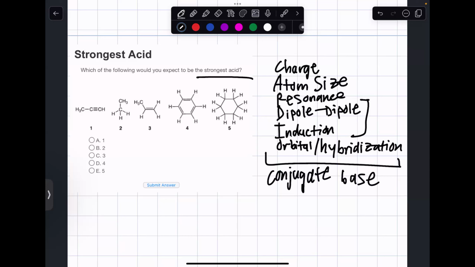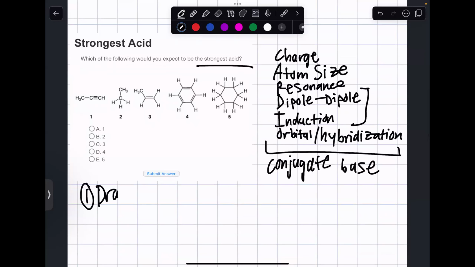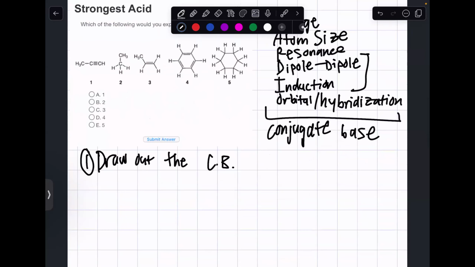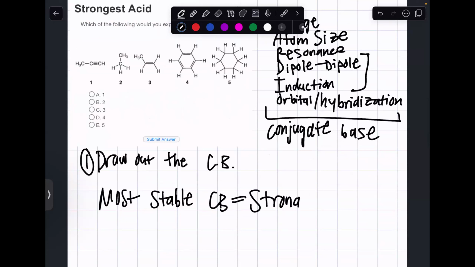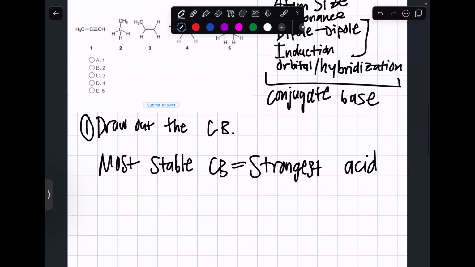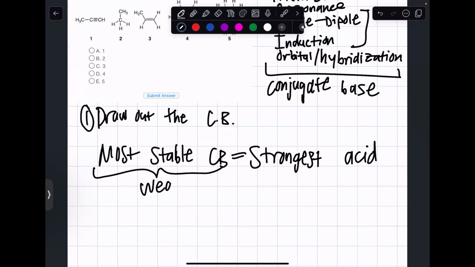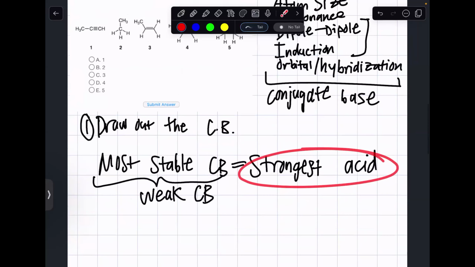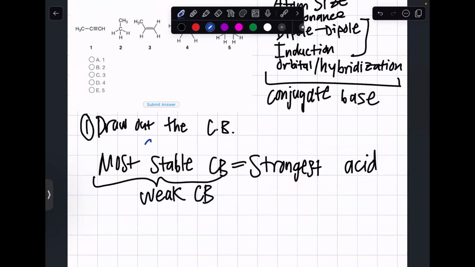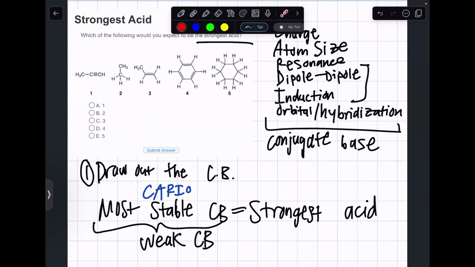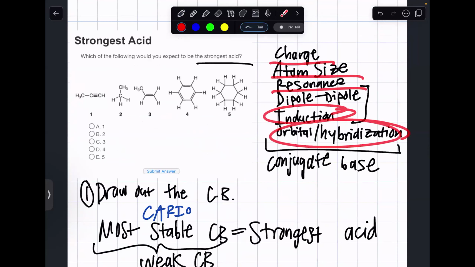Because whenever you rank the strongest acid, the very first thing you do is draw out the conjugate base. And then the most stable conjugate base will come from the strongest acid. Because remember back in Gen Chem, a strong acid gives a weak conjugate base. A stable conjugate base is a weak conjugate base, because since it's already stable, it's not reactive. It doesn't want to react with anything. So that's why it's a weak conjugate base, meaning that it came from a strong acid. And to determine the most stable conjugate base, you look at the CARIO acronym: charge, atom size, resonance, induction, orbital hybridization.